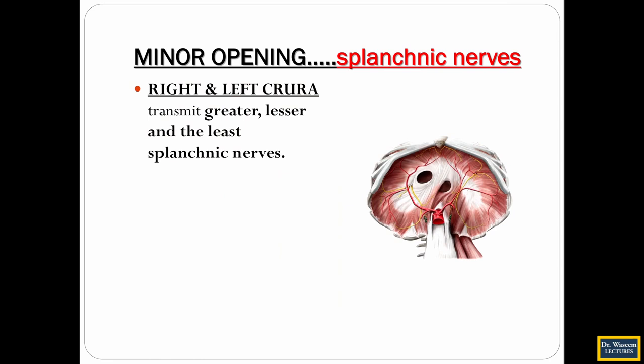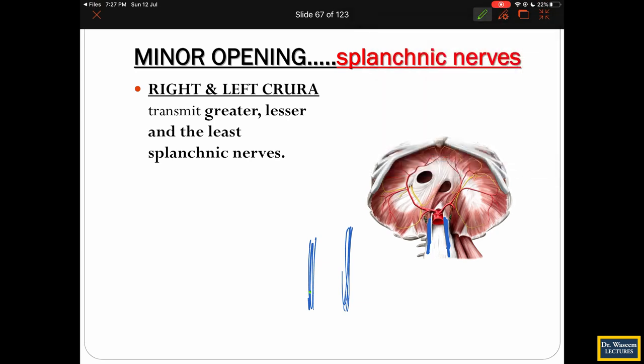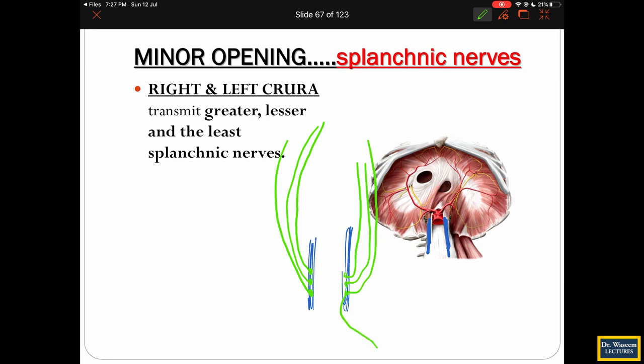Minor opening number one: now you see these crura. In the right crus and the left crus, three nerves pass through each crus. These are the nerves that carry preganglionic sympathetic fibers from the right side and also from the left side. Basically they take origin from the spinal cord in the thoracic region, but they come into the abdominal region, because their target is the abdominal organs. These are called splanchnic nerves. Three splanchnic nerves are there. You will see them in the thoracic cavity.